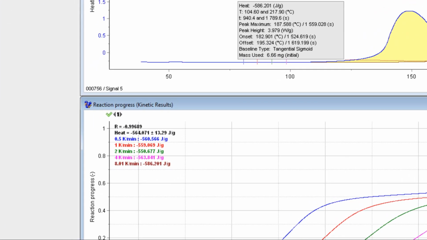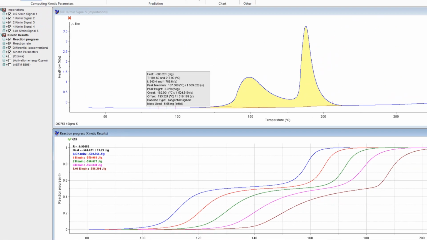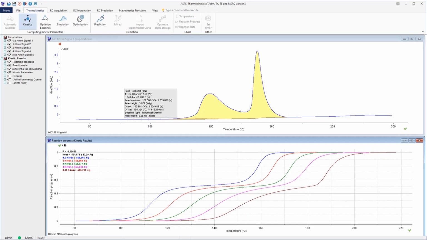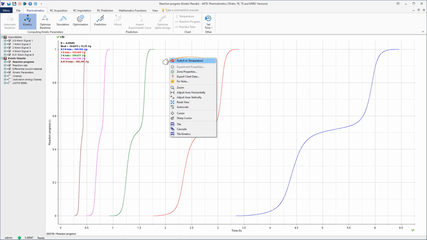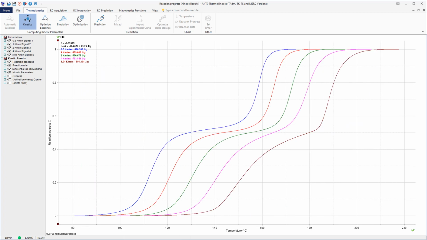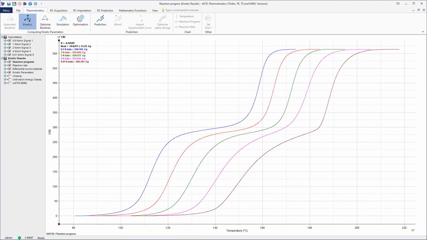The standard deviation of the reaction heat determined at all heating rates should not exceed 10%, because higher deviations may indicate poor data quality or incorrect baseline construction. The reaction extent can also be displayed as a function of time. The reaction progress can also be expressed as a time or temperature dependence of the evolved heat of the reaction displayed in joule per gram.